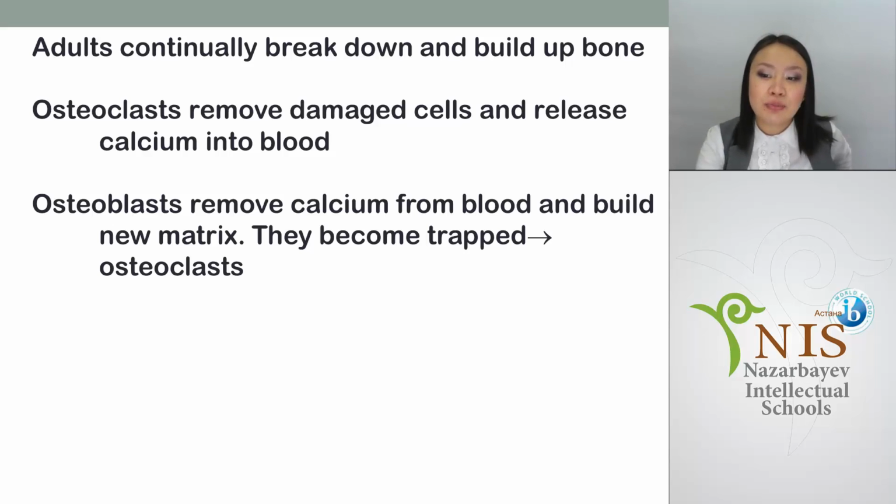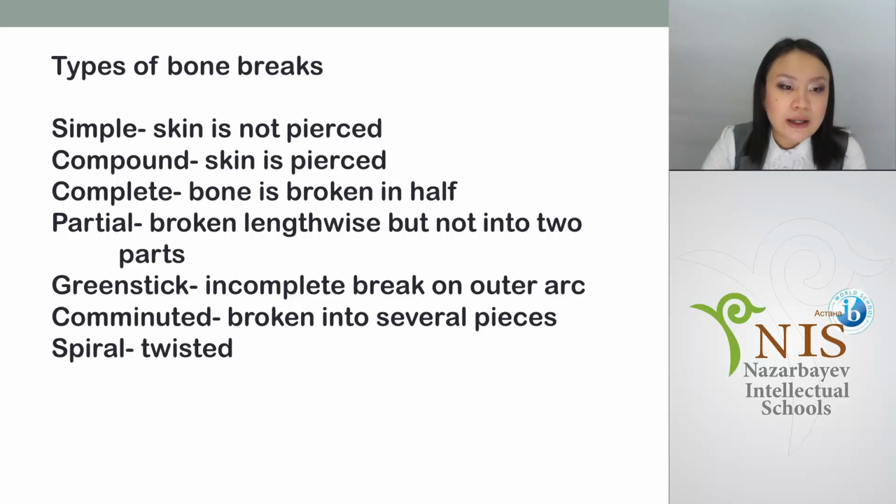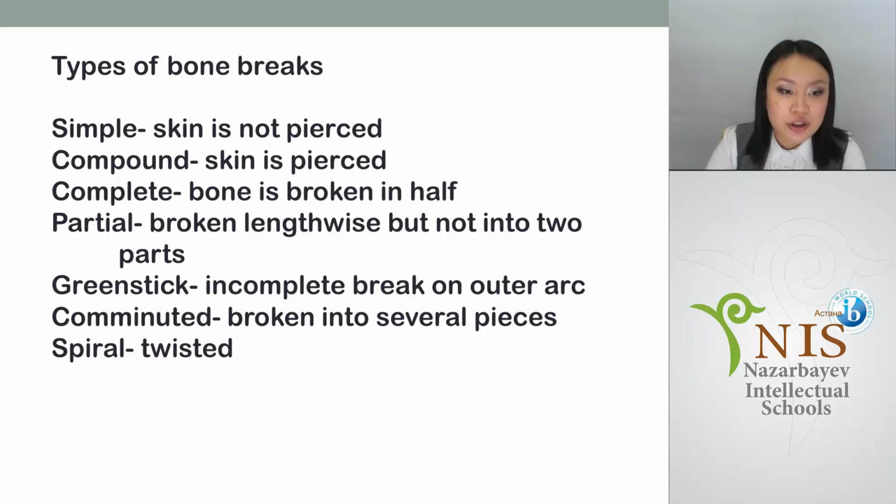Osteoblasts remove calcium from blood and build new matrix. They become trapped and become osteocytes. Types of bone breaks: simple, compound, complete, partial, greenstick, comminuted, spiral. If you look at each of these, if you choose medicine, you will easily know, yeah.